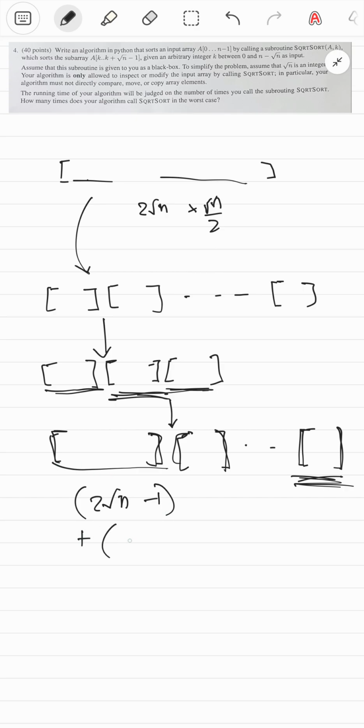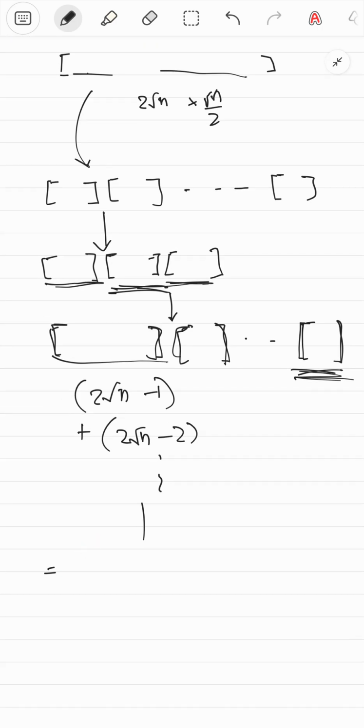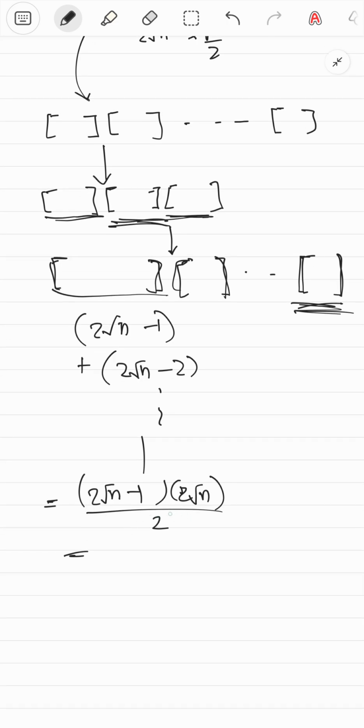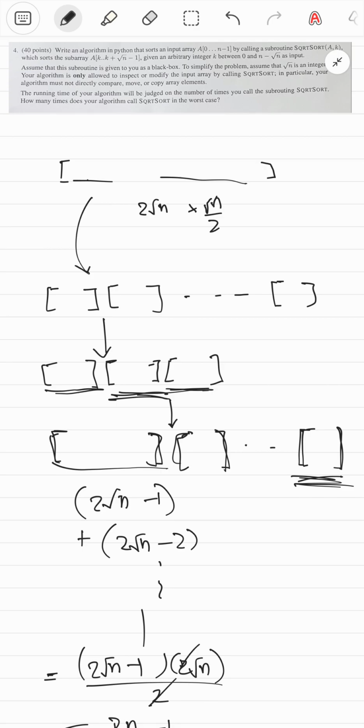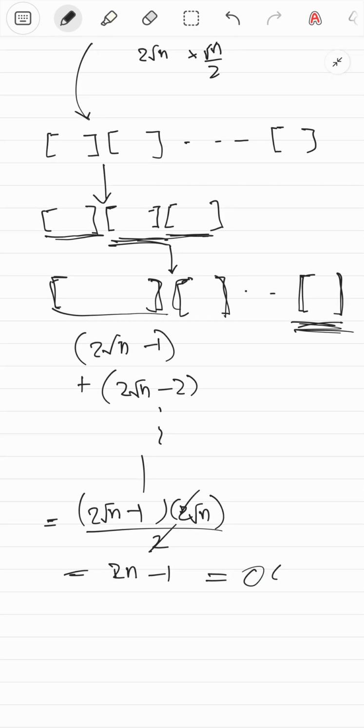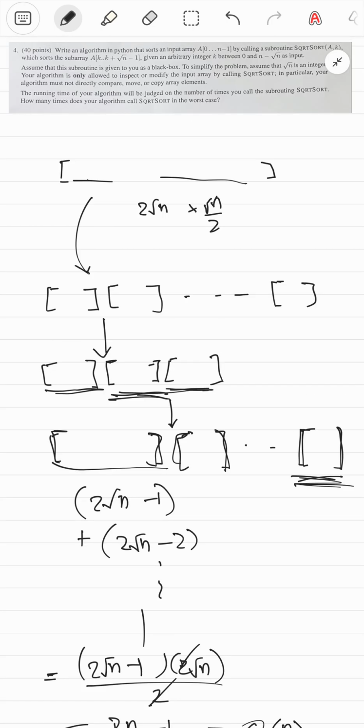So next time you will just do it for 2 square root of n minus 2, and then just keep on going. Eventually we'll hit 1. Since this is just like the sum of an AP, this will be 2 square root of n minus 1, times this plus 1, which is just 2 square root of n, and that upon 2. So the 2 cancels, and it's just 2n minus 1, it seems. Yeah, that looks like the thing. So basically its order is n, and that was the answer.